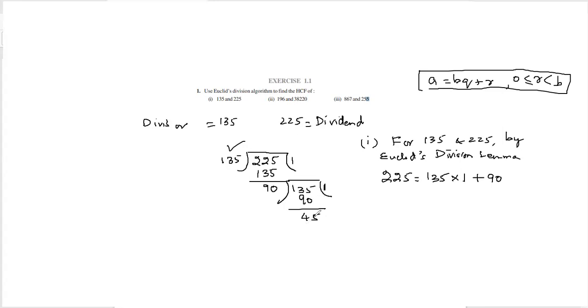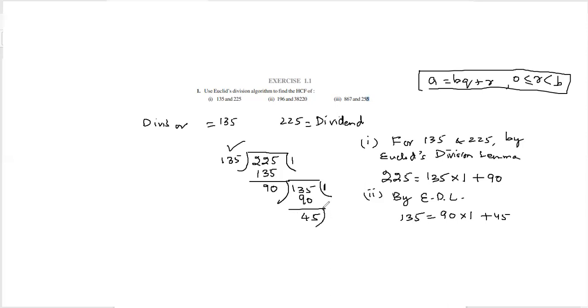Now dividend, divisor, remainder, quotient. So again you can write, in short, by Euclid's division lemma, 135 can be written as 90 into 1 plus 45. Correct? Dividend is equal to divisor into quotient plus remainder.